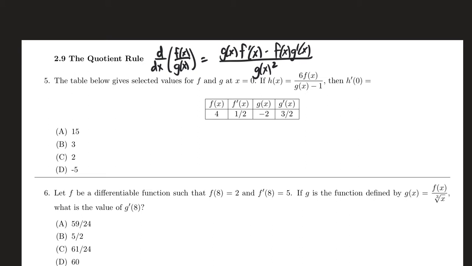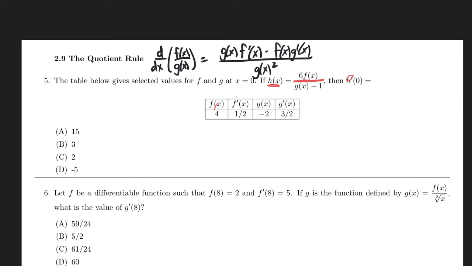So our next learning objective deals with the quotient rule, which is when you're dividing two things. Remember, it's low d high minus high d low, all over low low, or the bottom squared. In this one, we have h of x, which is defined with this big division bar in the middle. So we have to do the quotient rule when we find h prime.